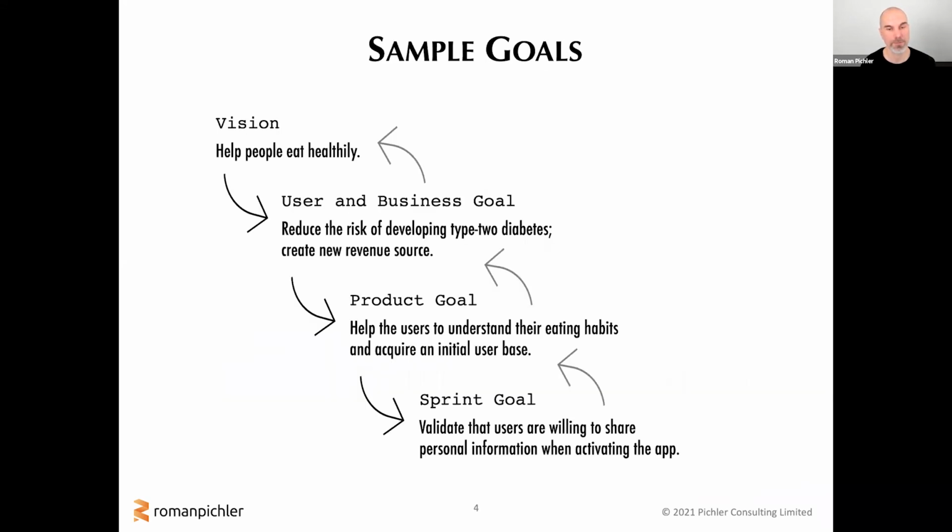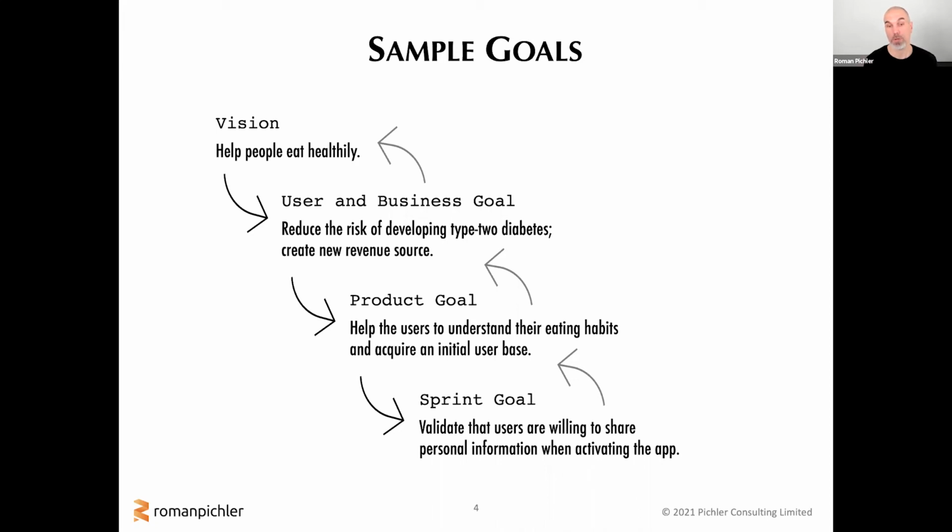Maybe to answer your first question, I'll show these sample goals here. So I like to work top down. I like to start with the vision and the user and business goals, and then ask myself, what will be a good, specific, and eventually at least measurable product goal in order to meet the user and business goals. So the product goal in this model is a sub goal of the user and business goals, right? It's a step towards achieving the user and business goals. And I do the same thing with the sprint goal.